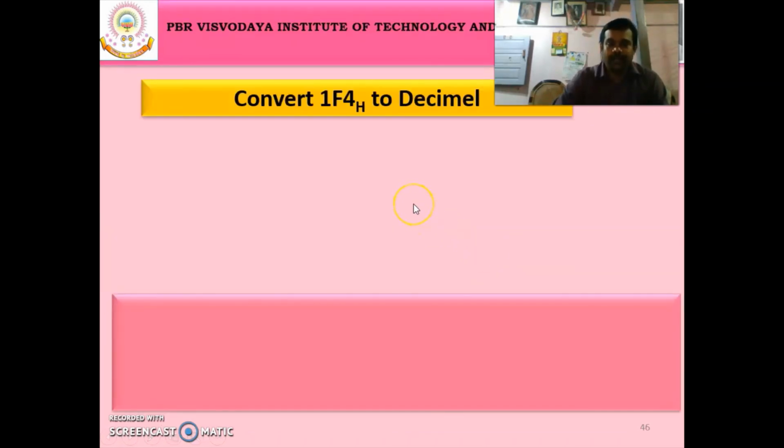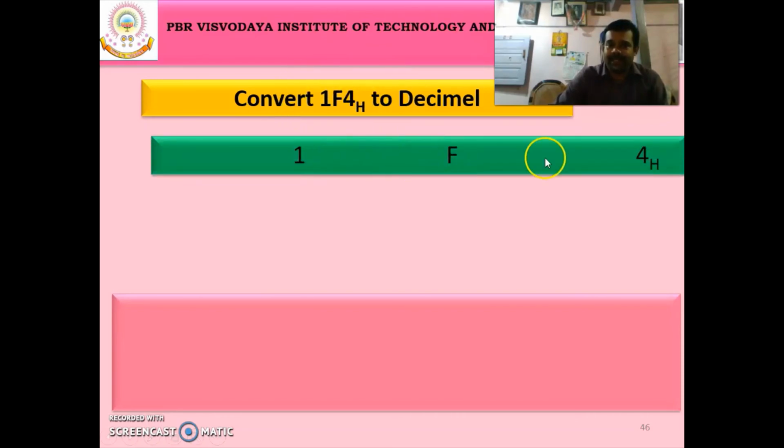So we are directly going for a problem. This 1F4H is a hexadecimal number. I have already told you that in hexadecimal we have numbers from 0 to 9 and from 10 to 15 we have alphabets. So we are going to convert.